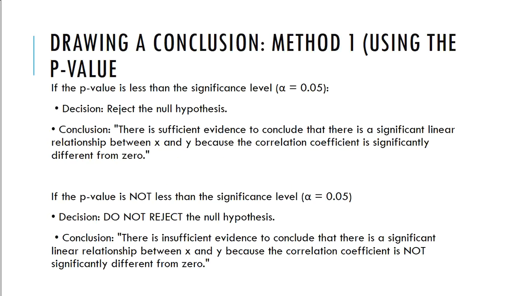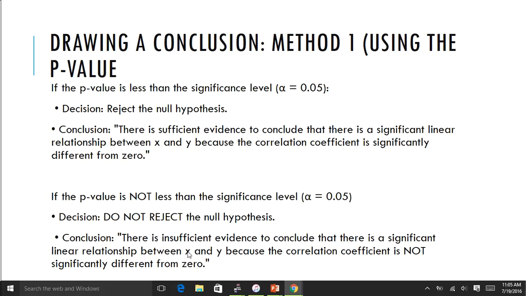When you draw a conclusion, method one, using the p-value. And again, I'm always for that p-value because we've learned about it in the hypothesis testing chapter, and it makes it a lot easier. If your p-value is less than your level of significance, you reject your null. By rejecting your null, you're saying there is sufficient evidence to conclude that there is a significant linear relationship between X and Y because the correlation coefficient is significantly different from zero.